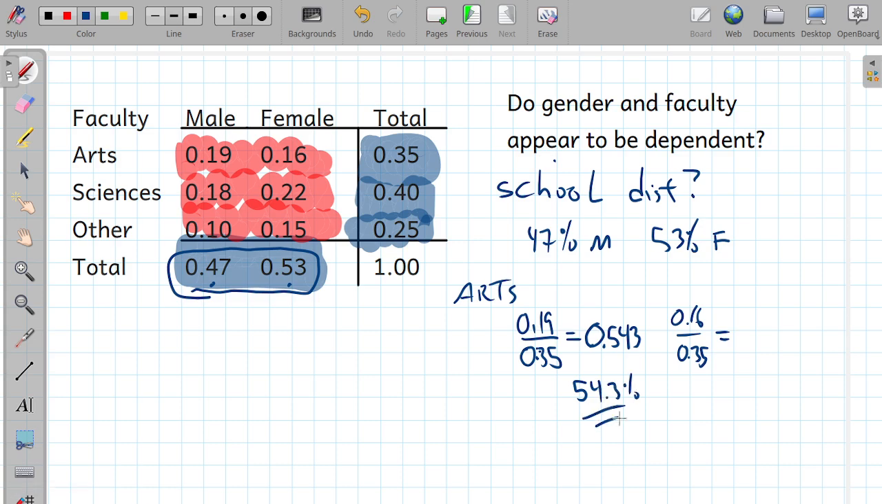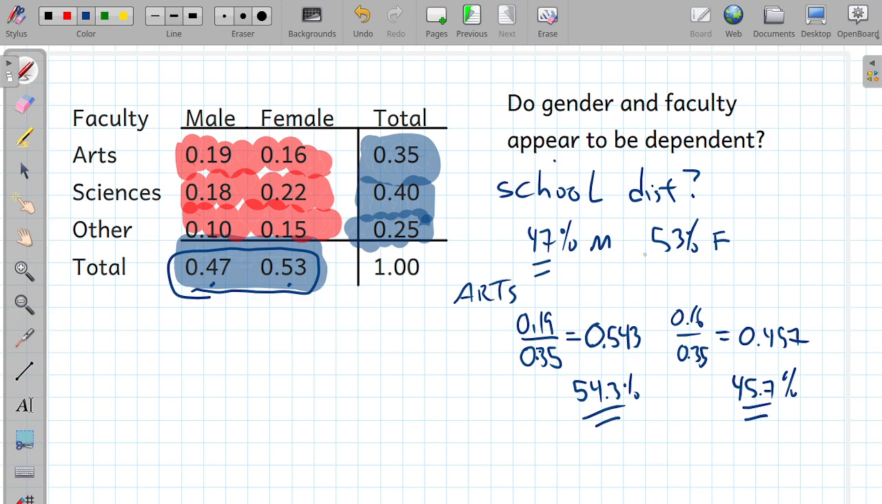So this is higher than the school distribution. And again, I said I'm using the cutoff of 3 percentage points. So that would suggest that there is a dependency in arts. Let's see what the other one is. 16 divided by 35. Yes, I could have gone 1 minus, but I'm lazy. So this is 0.457, so here we have 45.7%. So you'll notice these are reversed.